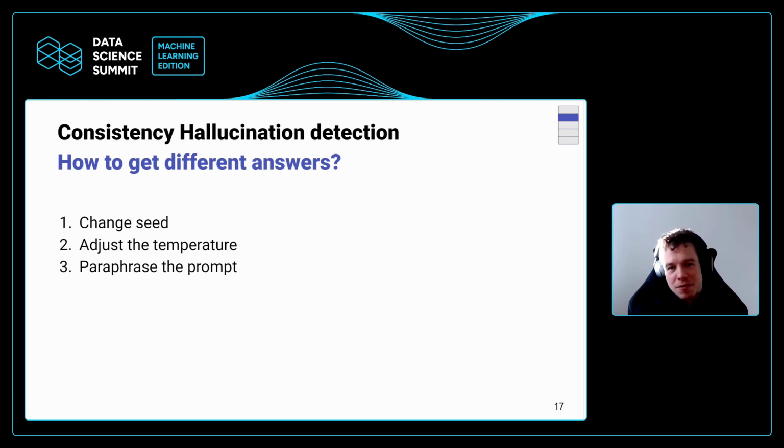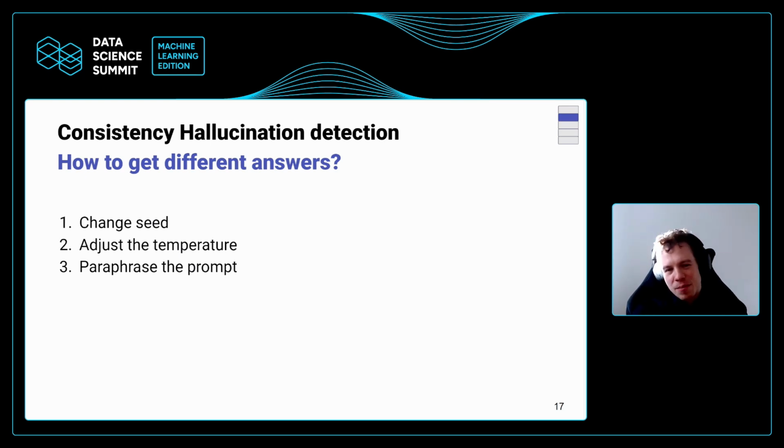Now, we have two levers here that we can adjust. One lever is how do we get different answers? Second, as I already mentioned, is how do we evaluate similarity? Now focusing on the first one, how do we get different answers? We can do it in three ways. We can change the seed, which is generally speaking the preferred option and something I've seen in, I think, most of the papers that try to solve hallucination detection with that approach.